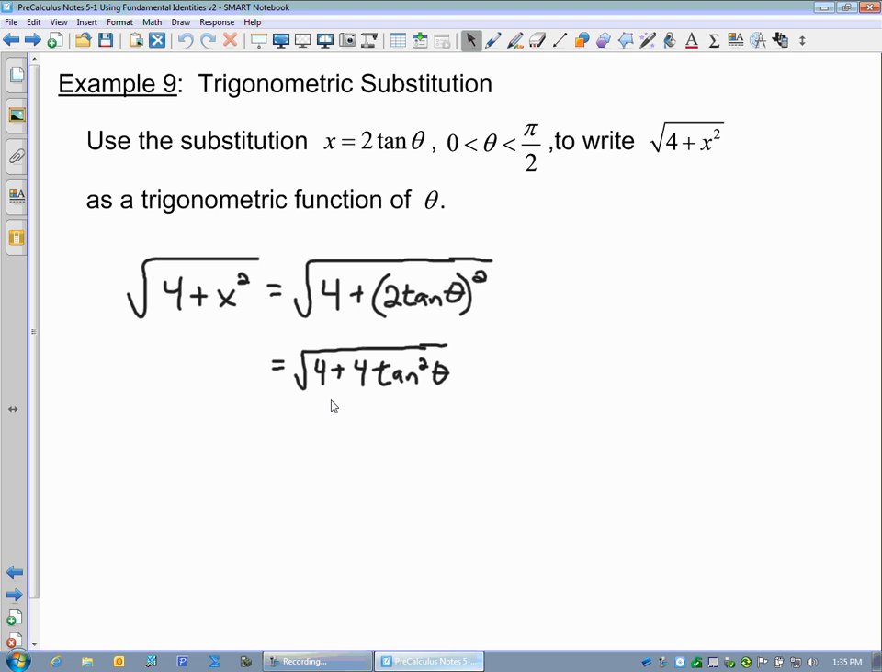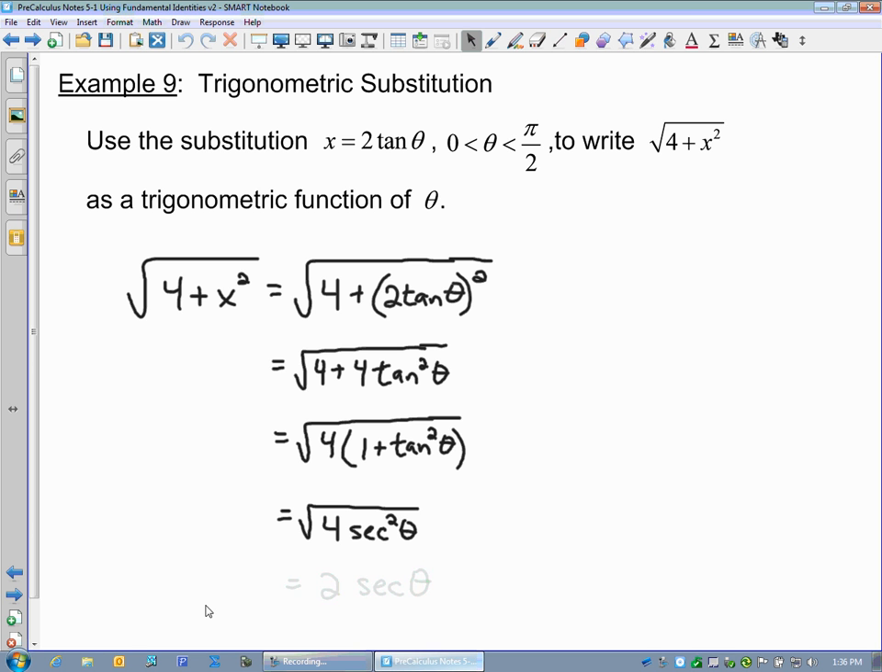And the key to trigonometric substitution in calculus is getting these two numbers to be the same. So here we have 4 plus 4, so they're the same number there, which means I can factor that out. So it's 4 times 1 plus tangent squared. And here's my substitution opportunity. So 1 plus tangent squared is secant squared, if you remember your Pythagorean identities. So I get the square root of 4 secant squared. And when I take the square root, I then have 2 secant of theta.